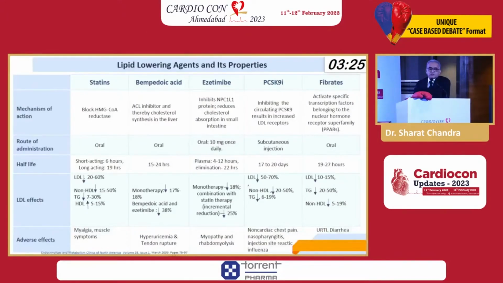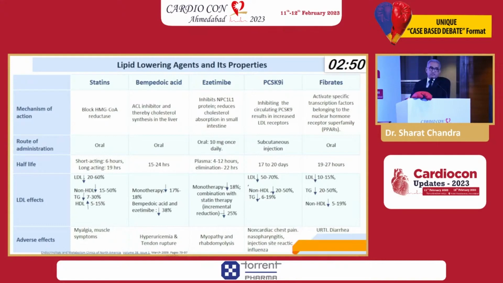Okay, so here is a comparison of the various drugs available today: statins, bempedoic acid, ezetimibe, PCSK9 inhibitors. Bempedoic acid is an ACL inhibitor and thereby inhibits cholesterol synthesis in the liver. It is an orally given drug. It is given as 180 milligrams at night, post dinner, just like statins, and half-life is 15 to 24 hours. If you give only bempedoic acid, it reduces the LDL levels by 17 to 18%, a little less powerful than statins. But the moment you combine bempedoic acid with ezetimibe, it comes down by 38%.